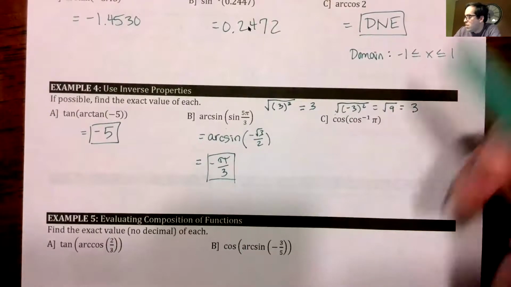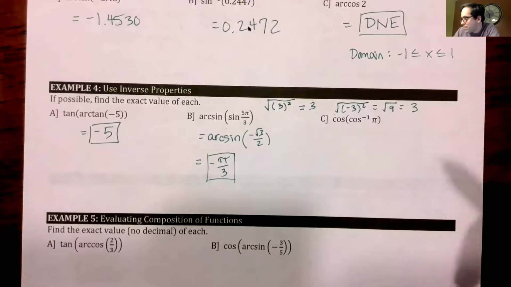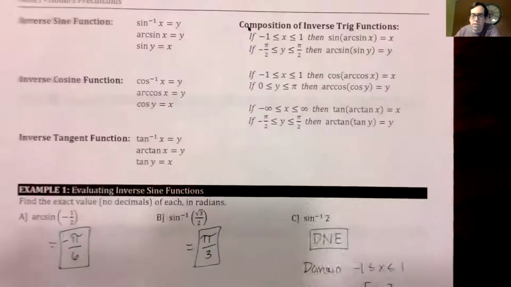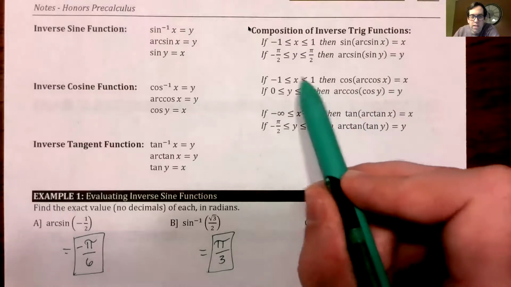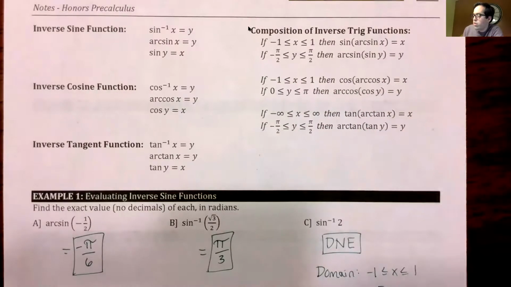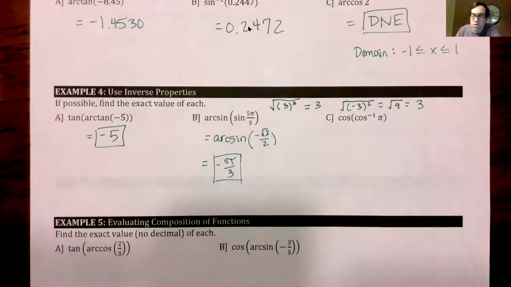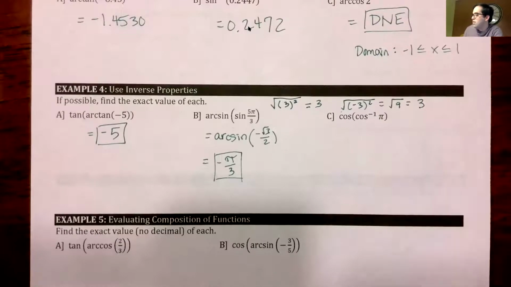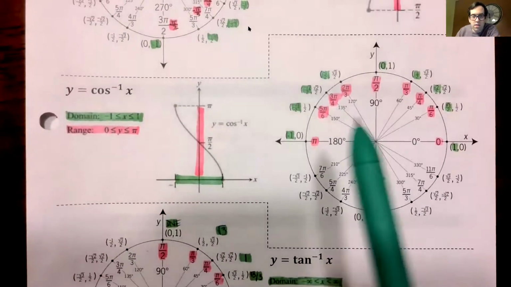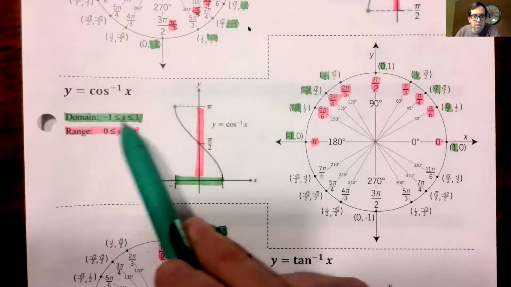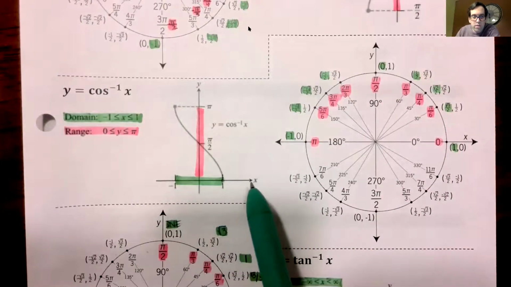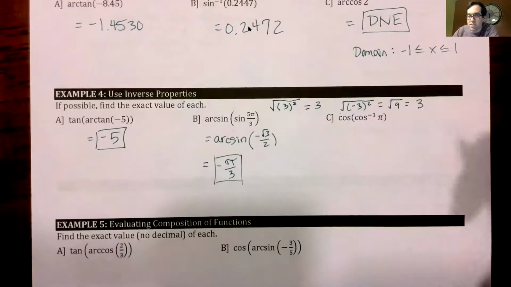Let's try letter C. Cosine of the cosine inverse of pi. So if I take a look at my composition rules on the front, cosine of cosine inverse will be allowed if the number I'm plugging in is between negative 1 and 1. Pi is 3.14, so that's not between negative 1 and 1, so that won't work. So let's start by finding the cosine inverse of pi. I'm plugging in the number pi as the x value, which is green on my chart. And we've got a problem. That is outside the domain of cosine inverse. So that means that this actually does not exist.